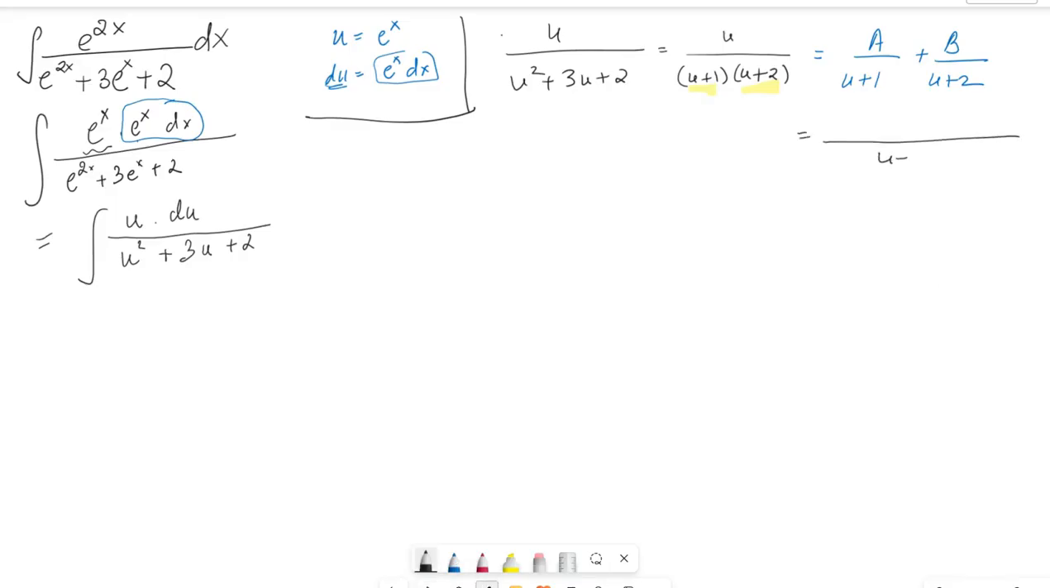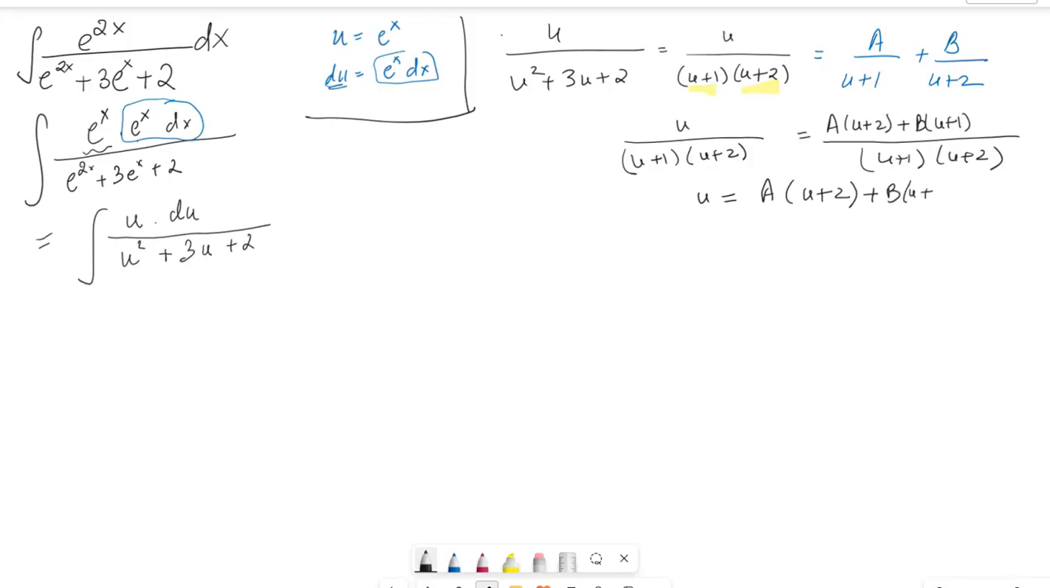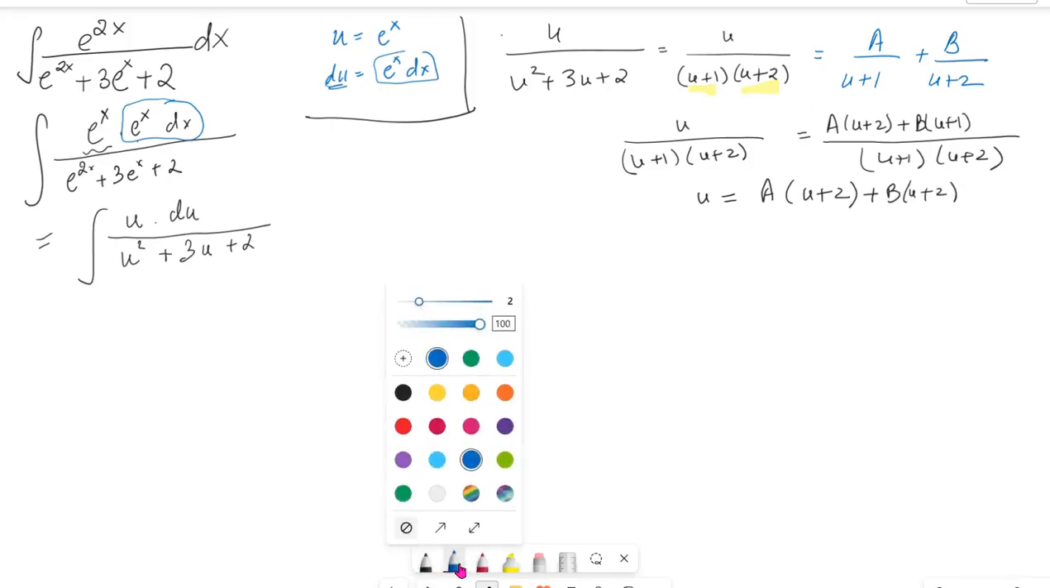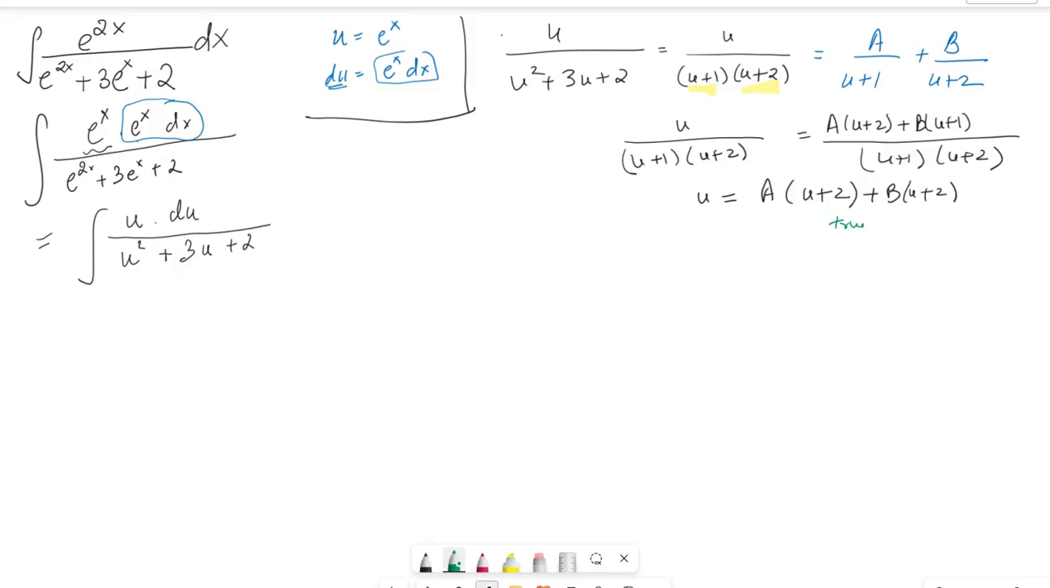Let's make the common denominator. That would be u plus 1 times u plus 2. For making the common denominator, a will have to be multiplied by u plus 2, and b will have to be multiplied by u plus 1. On the left hand side, we have u divided by u plus 1 times u plus 2. Both sides have the same common denominator, so that means the numerators should be the same. That should be true for all u.